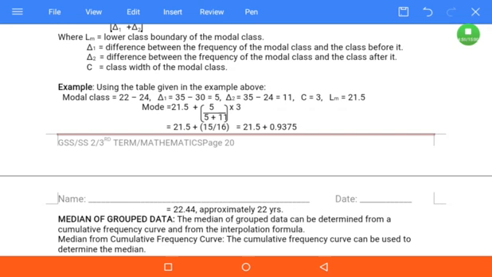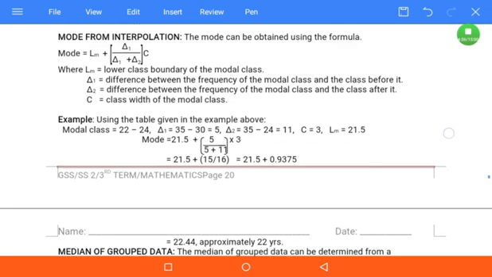What will 5 plus 11 give us? That gives us 16. So you have 5 over 16 equals, okay, then times 3. Now 5 times 3 gives 15, so you have 15 over 16.